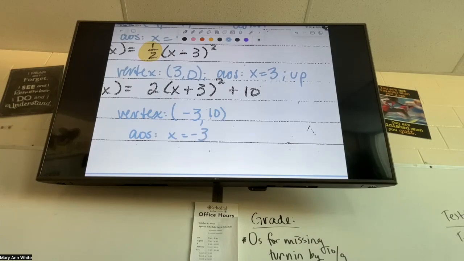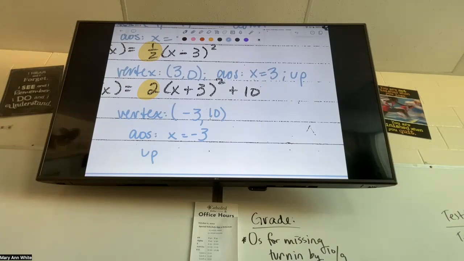-3. And are we going up or down? Down. No, why did I say down? We're going up. You guys all let me write down like an idiot. Going up, positive up.